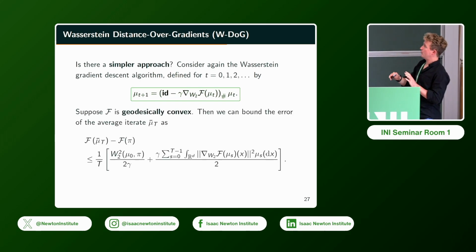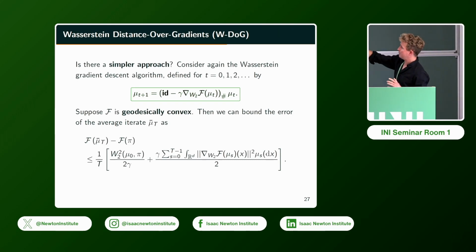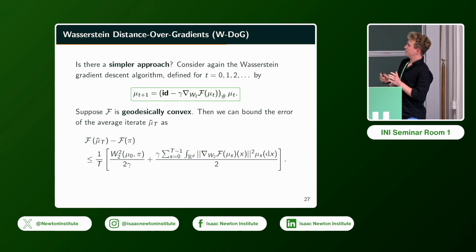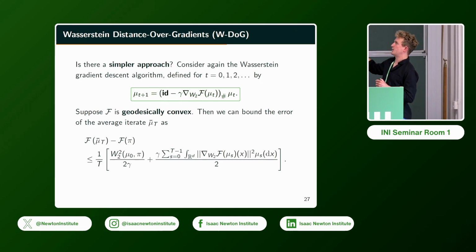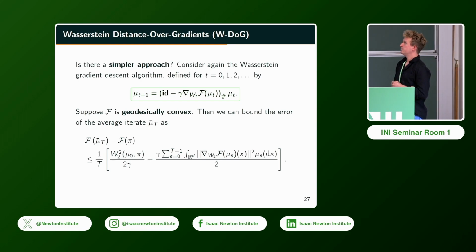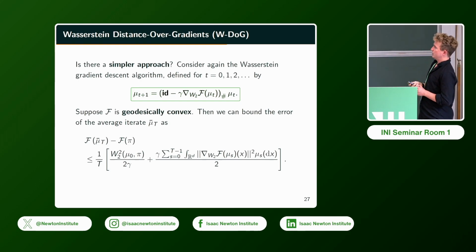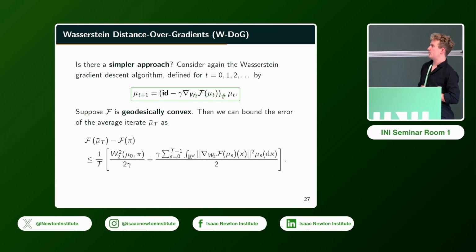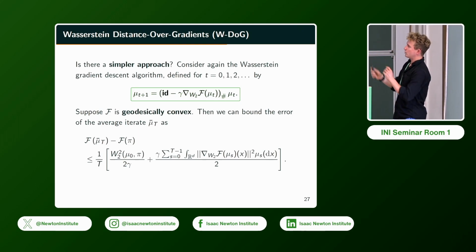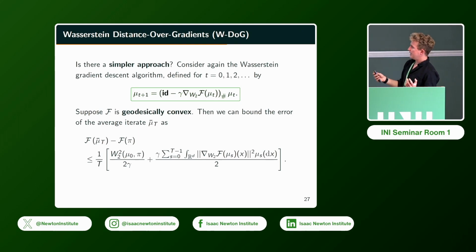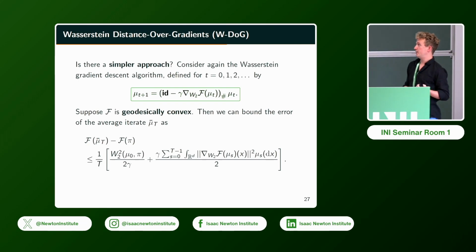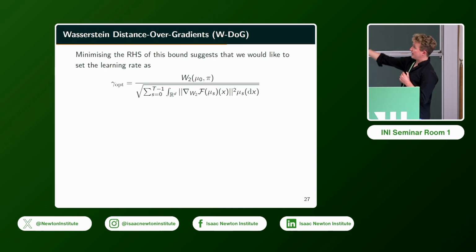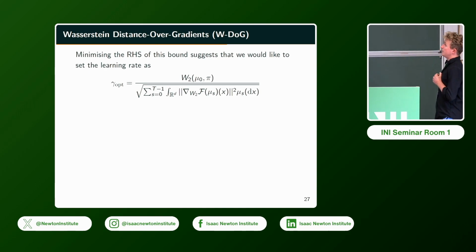So let's go back to our original Wasserstein gradient descent algorithm. Essentially this looks like this. We push forward the measure at each time step by the identity minus the step size times our Wasserstein gradient. If we suppose that f is geodesically convex, you can actually bound the error of the average iterate using this upper bound. I won't go into the details of this, but you can derive this upper bound. And we can now play a game which is, let's minimize the right hand side with respect to gamma. Let's find the best worst case learning rate. And if we play that game, you find that the optimal learning rate is given by this here.